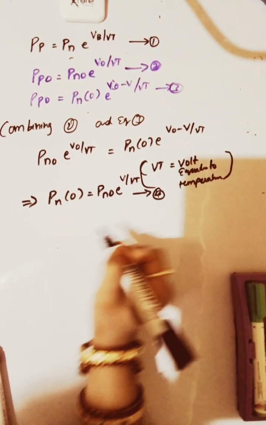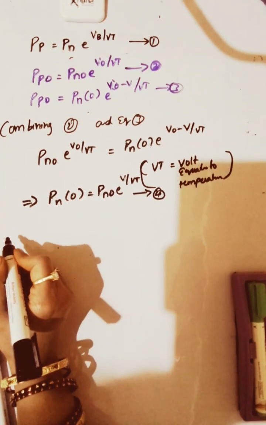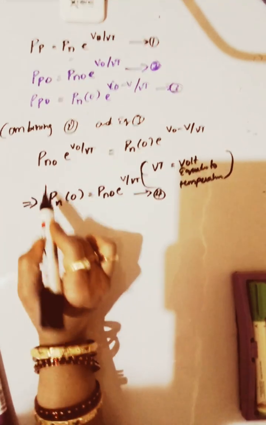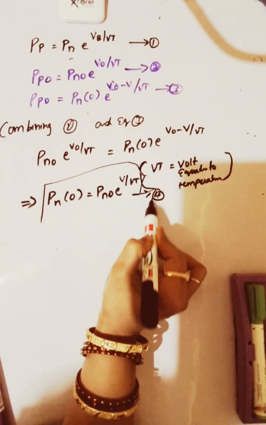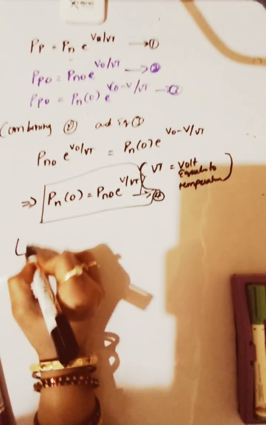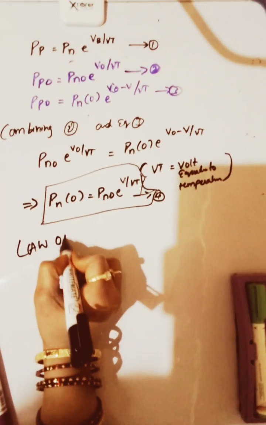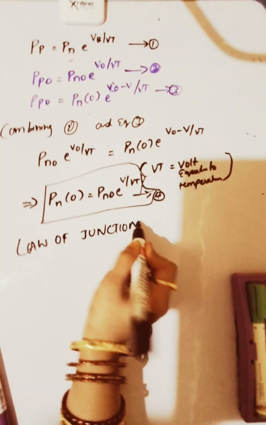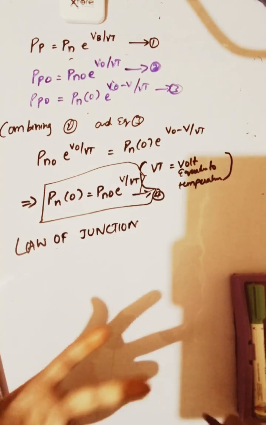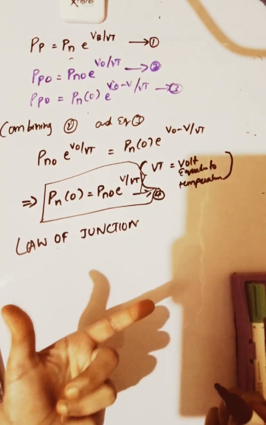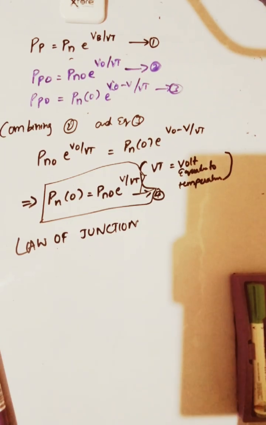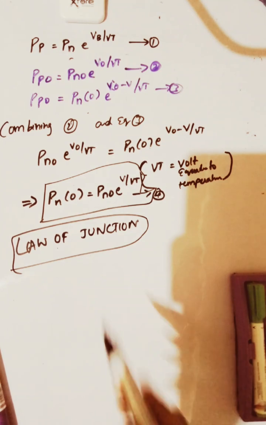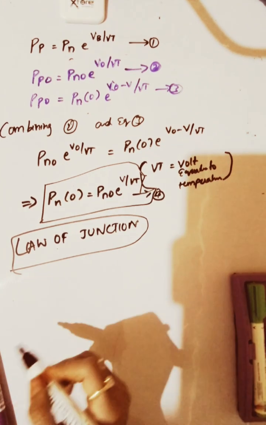Now the boundary condition is called the law of the junction. All these boundary conditions are nothing but the law of the junction. All this is about the depletion layer, and which law is to be used on the junction side.